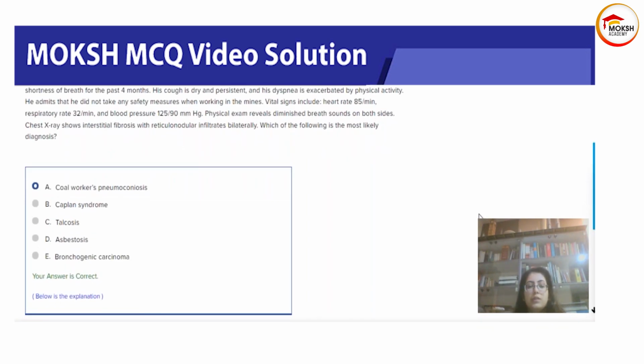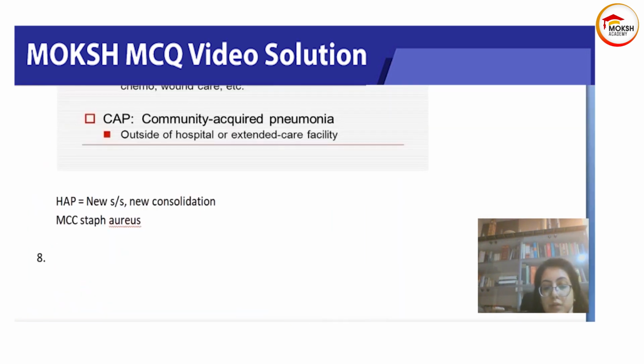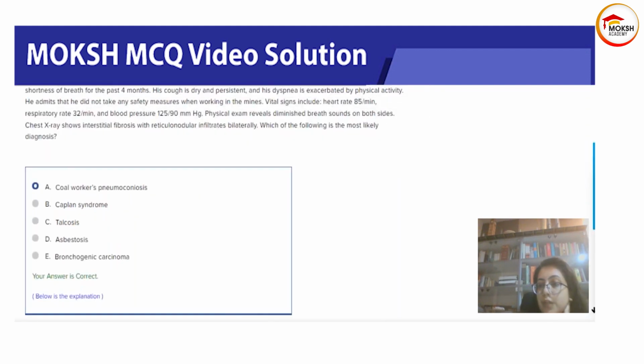So basically, what is pneumoconiosis? For pneumoconiosis, you're supposed to remember very few conditions, which I'll write here, along with certain distinguishing points, and you just need to remember that much only. So here the answer is coal worker pneumoconiosis. For coal worker pneumoconiosis, you need to remember that the person is going to work in mines, as this patient does.